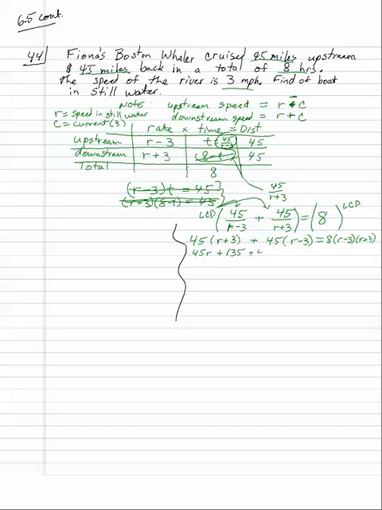So I got 45R plus 135, 45R minus 135 equals 8 R squared minus 9. So I got 90R equals 8R squared minus 72. So quadratic equation, get it equal to 0. Now we'll see this. I want to factor it. So 2 comes out.